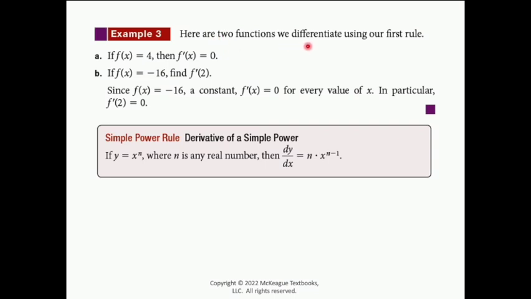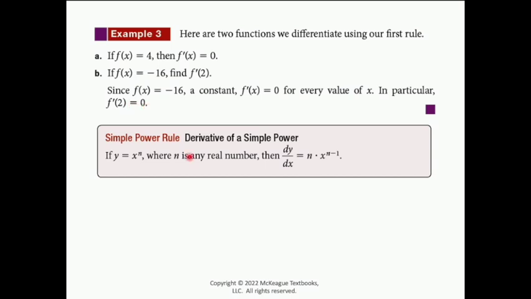Here are two functions we differentiate using our first rule. We have the function f of x is equal to 4. Because that's just a constant 4, then without even really doing any work, we can just say the derivative is 0. And the same thing for this. We have f of x is equal to negative 16. This is a constant. So I know that the derivative, no matter what point we look at, is going to be 0. So in this case, they're saying not only find the derivative, but then evaluate it at x equals 2. Because I know that's a constant function, it doesn't matter what point I pick, the derivative is going to be 0 without doing any work. I can just say that the derivative at 2 is 0.